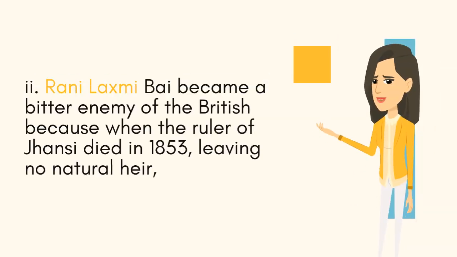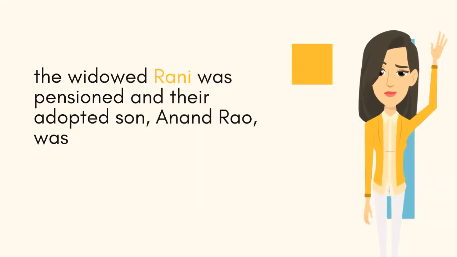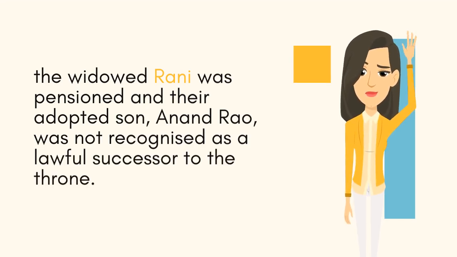2. Rani Lakshmi Bai became a bitter enemy of the British because when the ruler of Jhansi died in 1853, the widowed Rani was pensioned and their adopted son, Anand Rao, was not recognized as a lawful successor.